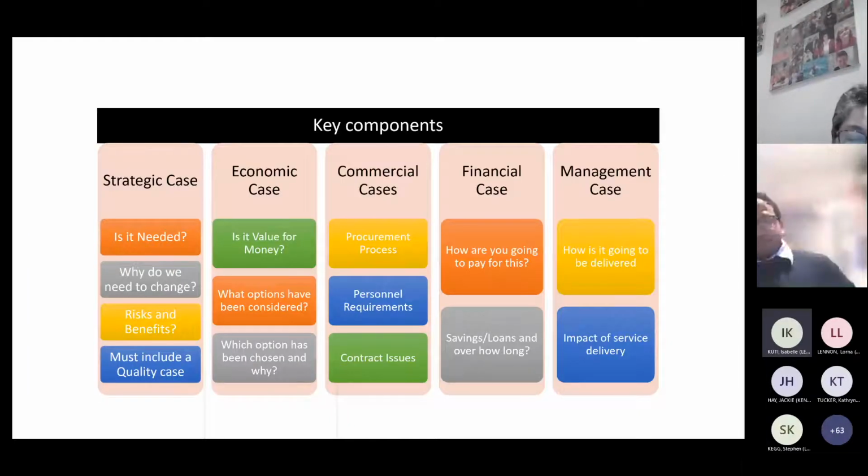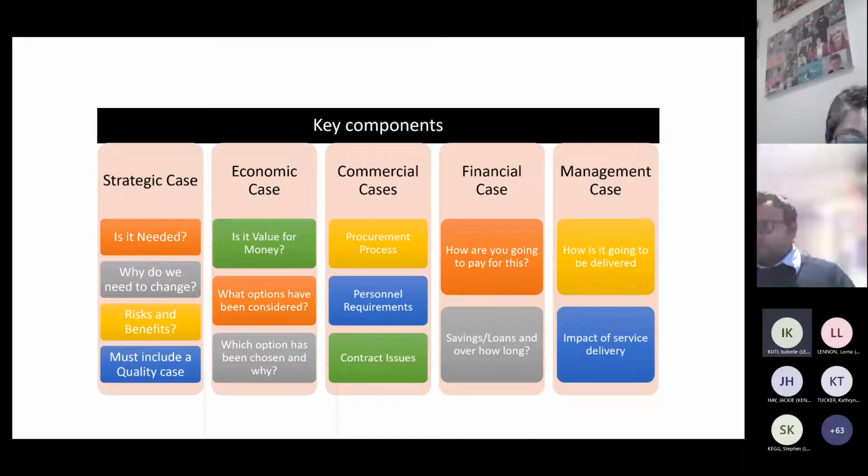Okay, so we've covered the strategic case and economic case. Any questions on that bit, and I'll move on to the other bits and some of the potential pitfalls, the other parts of the business cases.